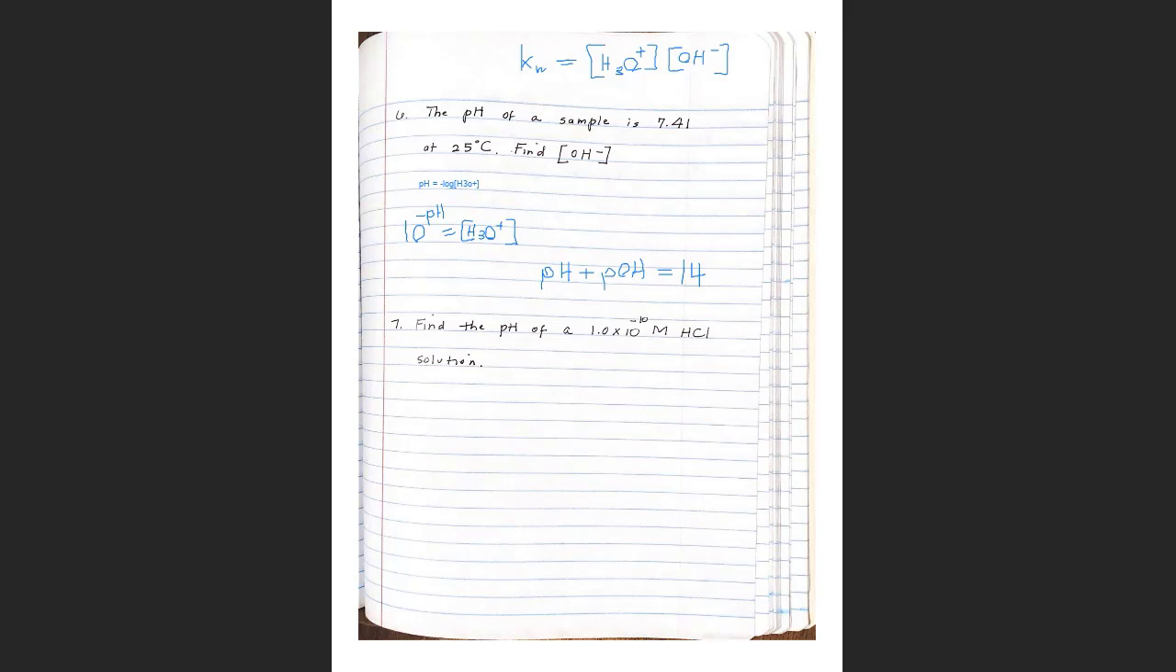If you were to think, oh, I'm just going to go ahead and take the negative log of 1 times 10 to the negative 10th, no, you can't do that. Because if you took the negative log of that, you'd get a pH of 10. Well, how can a solution that has acid in it be basic? It can't, right? So you can't have an acid solution that ends up with a basic pH.